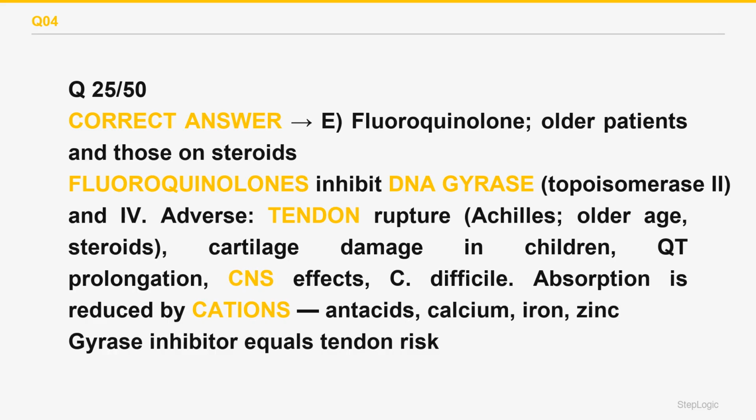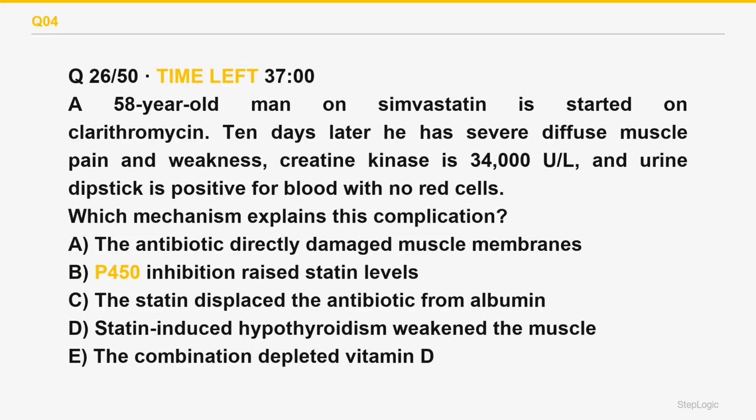Choice A names a class whose toxicity is renal and cochlear rather than musculoskeletal. And choice D names the class that affects teeth and bone growth rather than tendons. If you see tendon rupture on an antibiotic, think fluoroquinolone. Which mechanism explains this complication?